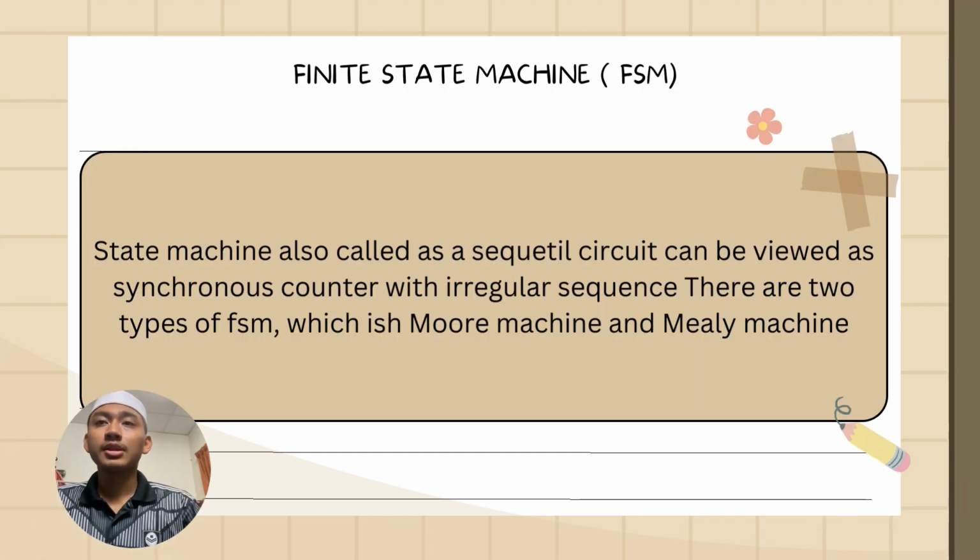So next is finite state machine. A state machine, also called a sequential circuit, can be viewed as a synchronous counter with irregular sequence. There are two types of finite state machine, which are the Moore machine and the Mealy machine. Moore machines depend on the present internal state only, and Mealy machines depend on the present internal state and also the input at a particular time. So that is the part of finite state machine.